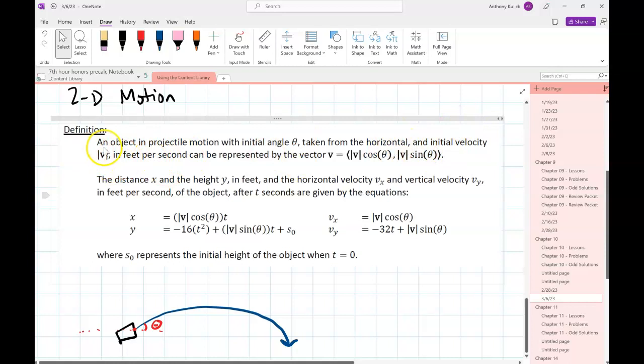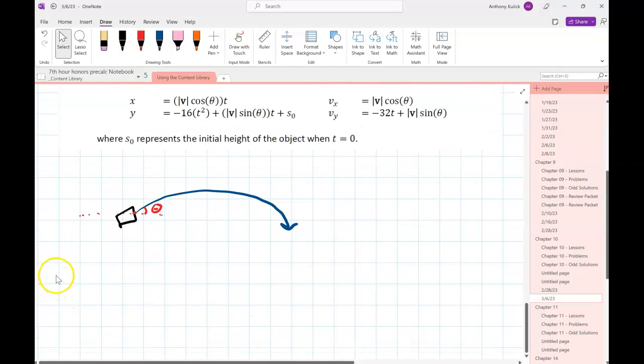And we have initial velocity v in feet per second, but we have to think about that velocity as a vector that has a horizontal component, the magnitude of v times cosine theta, and a vertical component, the magnitude of v times sine theta. So your x component is your x velocity component times t, and your y component is your negative 16t squared plus your y component of velocity times t plus your initial height. And then these are your velocity equations that are the same idea. Mostly we use the position ones.